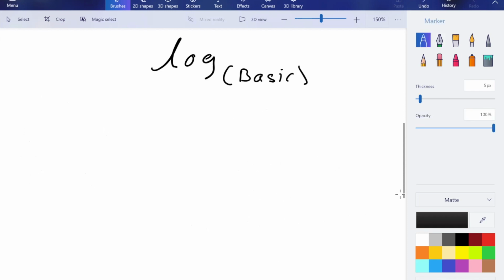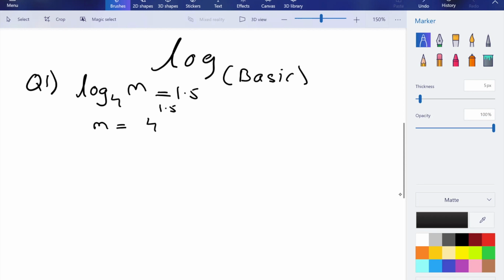Question number 1. Log m to the base 4 is equal to 1.5. Let's convert this first into the exponential form. m is equal to 4 raised to 1.5. This 1.5 can be written as 15 by 10, which is equal to 3 by 2. Therefore, m is equal to 4 raised to 3 by 2.